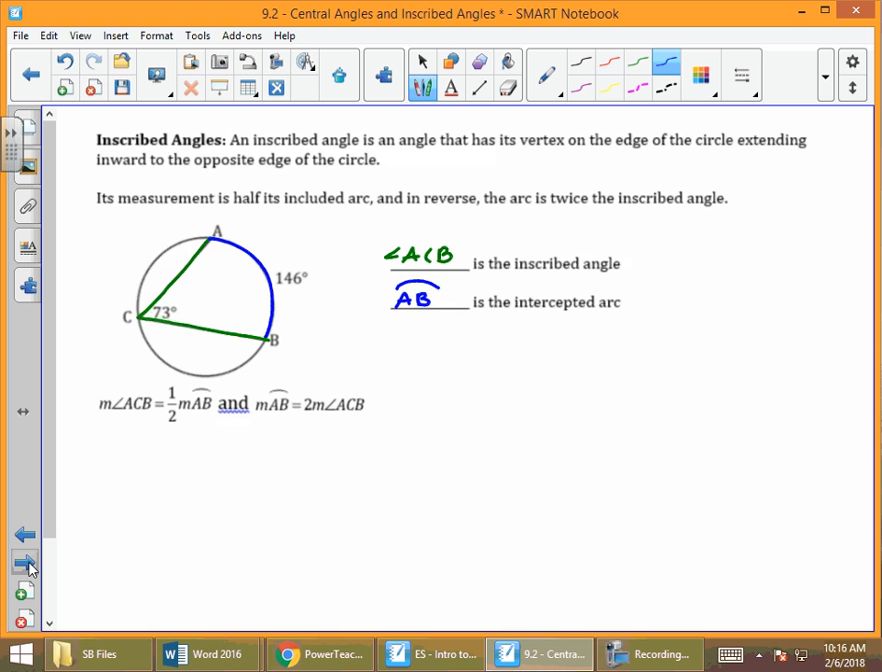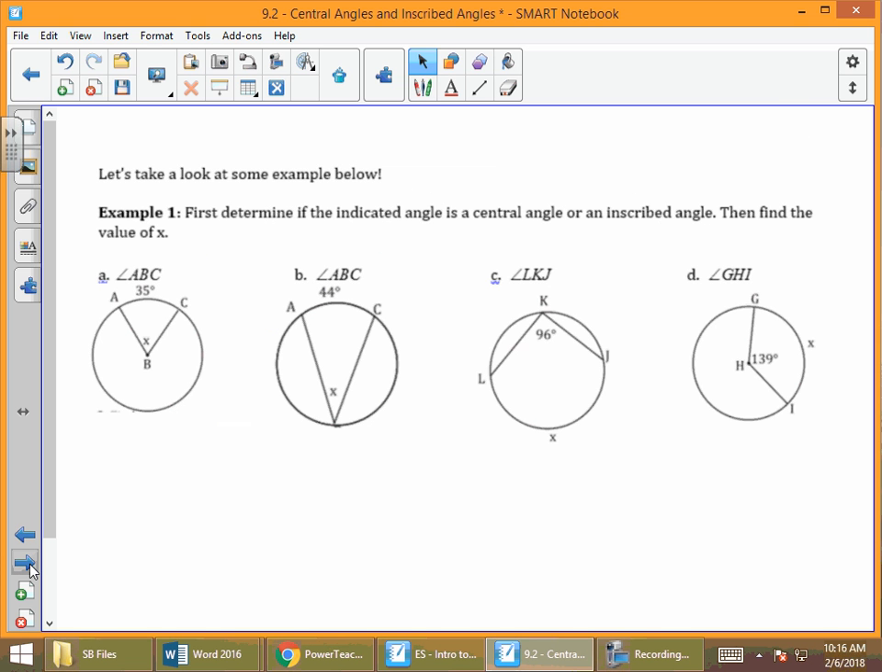If we take a look at these examples, we're going to identify whether a given angle is a central angle or an inscribed angle, and use that to find the value of x. Okay? So we take a look at A. It's giving me angle ABC. Angle right there. Is that a central angle or an inscribed angle? Central. Vertex is on the center. It's a central angle.